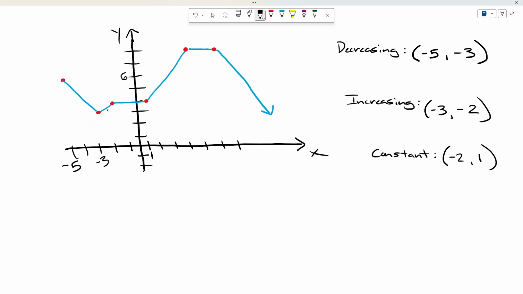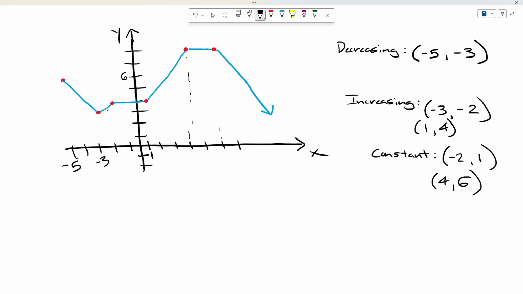We have a large area where we're increasing. So that's from 1 until, where does it stop? It stops increasing at, it's supposed to be right there, 4. So from 1 to 4, the function is increasing, and then it levels off again. So from 4 until, looks like 6, from 4 to 6, the function is constant again.